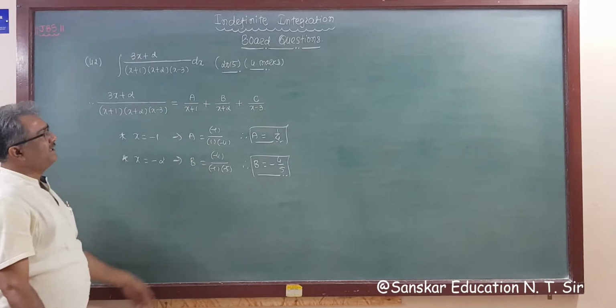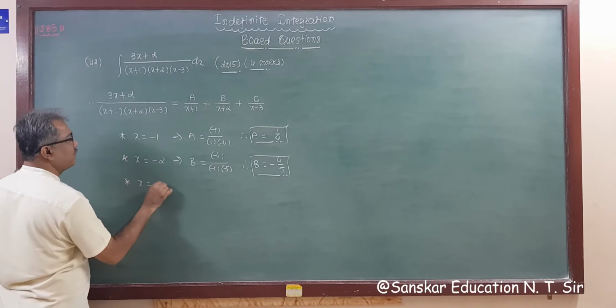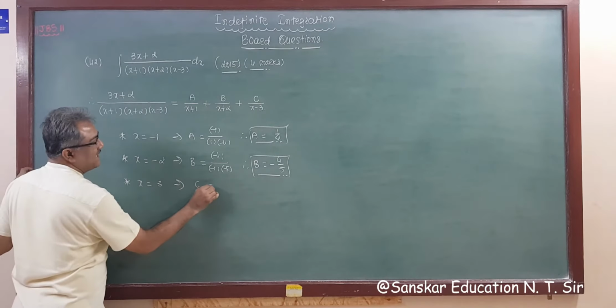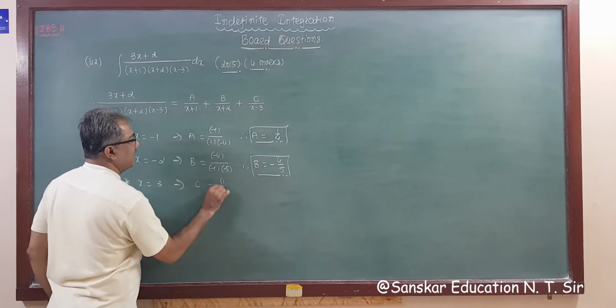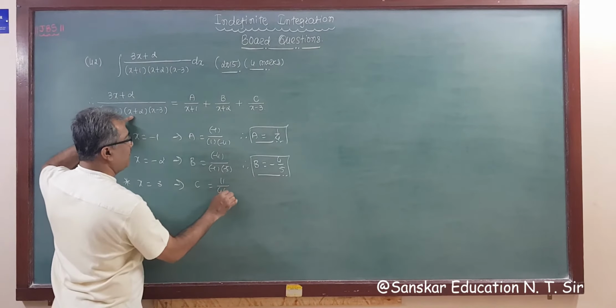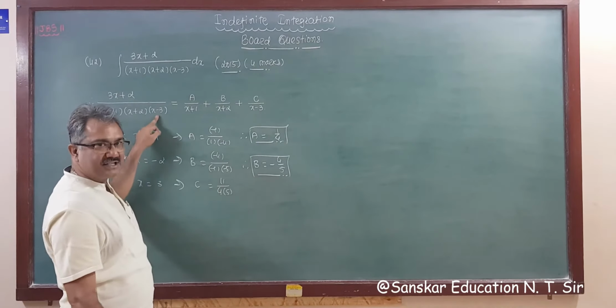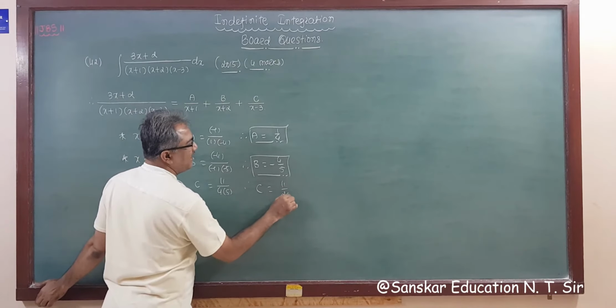And take x is equal to 3. If we take x is equal to 3, we get the value of c equal to: 3 into 3, 9 plus 2 is 11, 3 plus 1 is 4, and 3 plus 2 is 5. Never consider this factor. So the answer for c is 11/20.